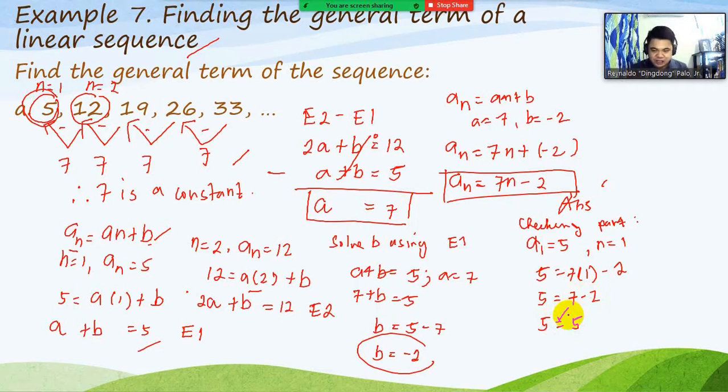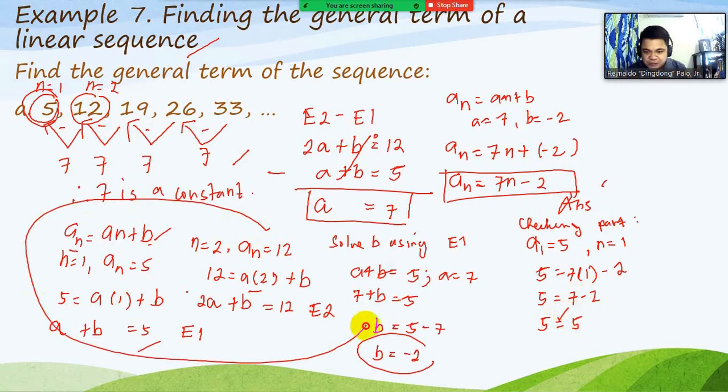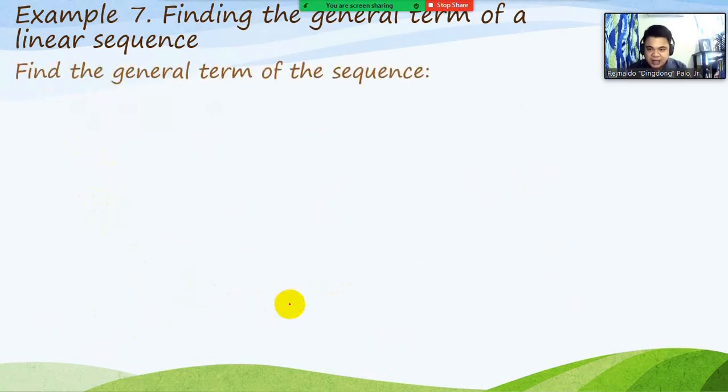Okay, that's it. In our next example, for us to be able to omit this specific step, you have to remember that if you are going to use the first term, a plus b is always constant. If you are going to use the second term, 2a plus b is always constant. What you are going to change is the value on the right side: here is 5 and here is 12. To better understand this one, let's have the next example.